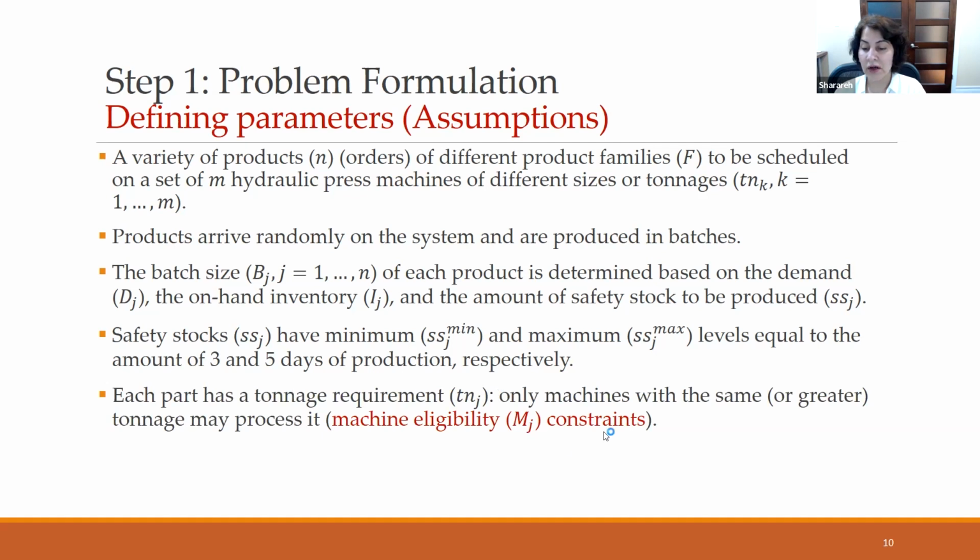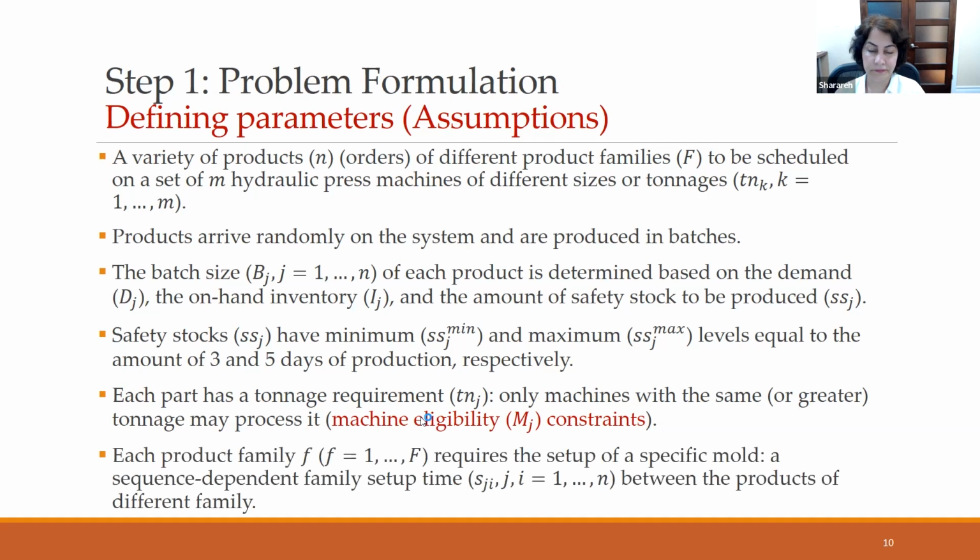And one constraint, a machine eligibility constraint, needs to be considered here, because different products need different tonnages for production. This adds the constraint that not all machines can process all the products. So only a certain number of machines can process every type of job.